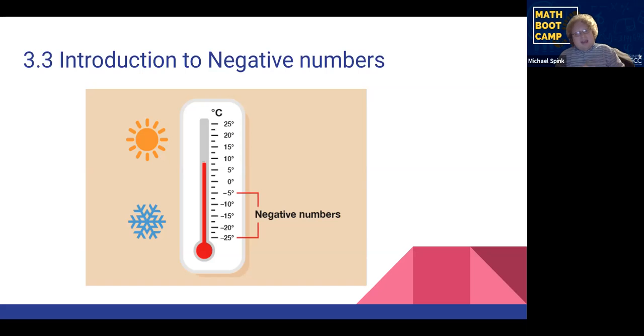If you're talking about banking, a positive bank account means that you have money. A negative bank account, which we're all trying to avoid, means that we owe money. Temperature is another classic one, as you can kind of see here. The thermometer goes below 0 because it can get colder than freezing. A temperature of -5 is 5 degrees below freezing.